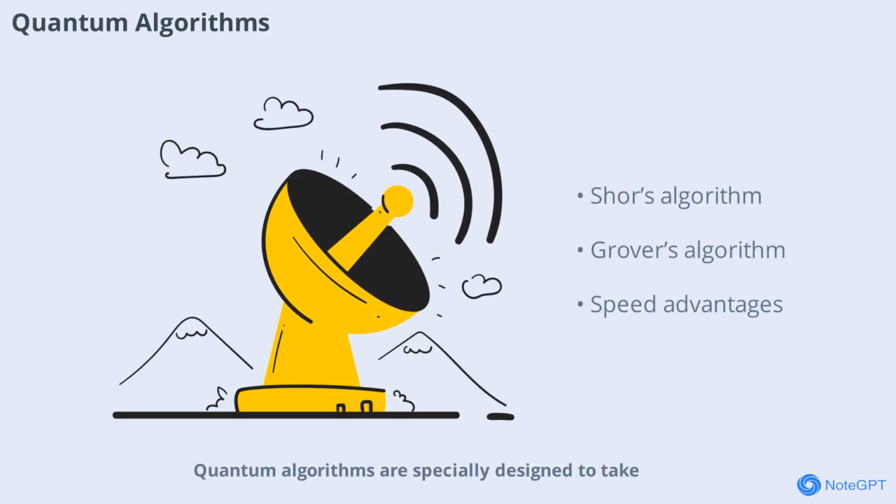Quantum algorithms are specially designed to take advantage of the unique properties of quantum computers. Some famous examples include Shor's algorithm, which can factor large numbers exponentially faster than classical algorithms, and Grover's algorithm, which speeds up search tasks. These breakthroughs have huge implications for fields like cryptography and data analysis. As we continue, we'll dive deeper into how these algorithms work and what makes them so powerful.